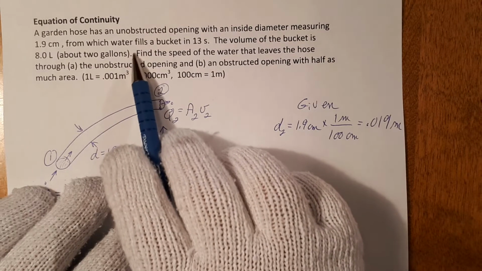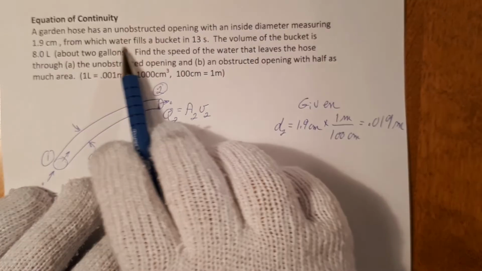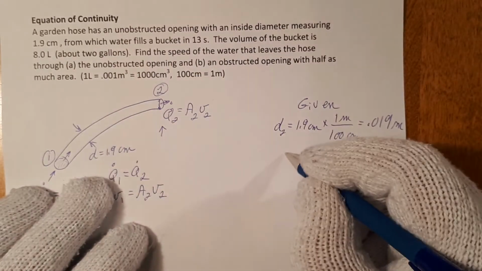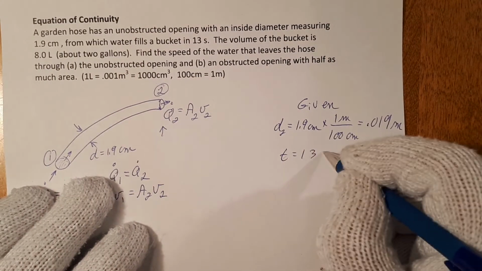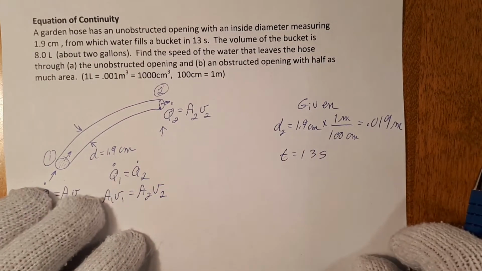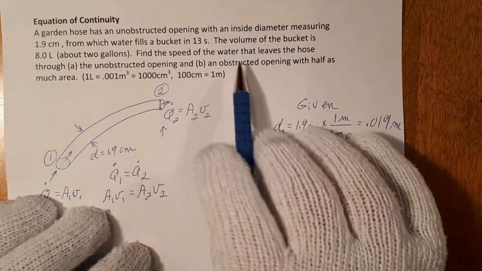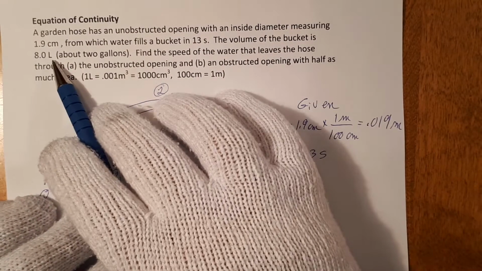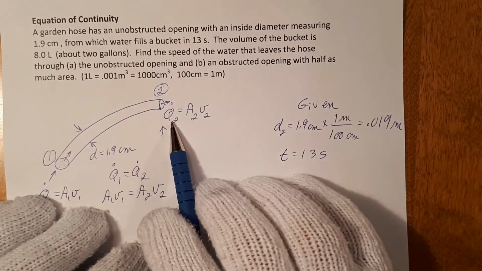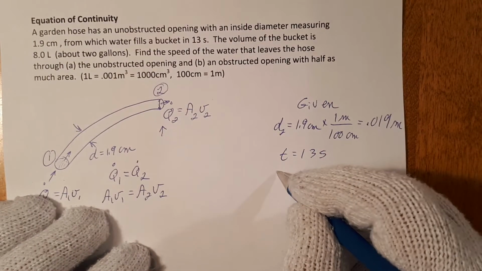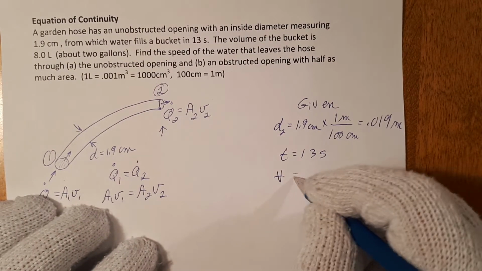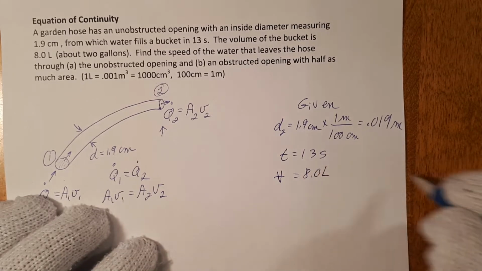And we're given some time. A bucket is filled in 13 seconds, so time was given to us as 13 seconds. And we also have volume. The volume of the bucket is 8 liters. So we want to measure the volume flow rate, as 8 liters. Volume is equal to 8.0 liters.